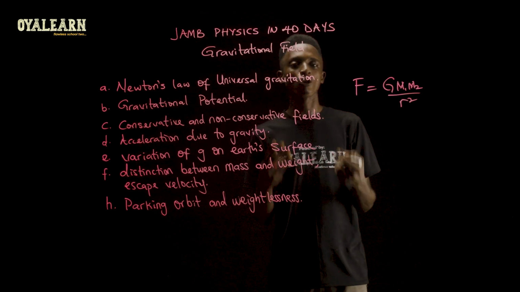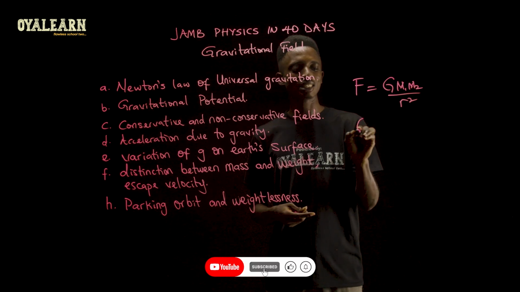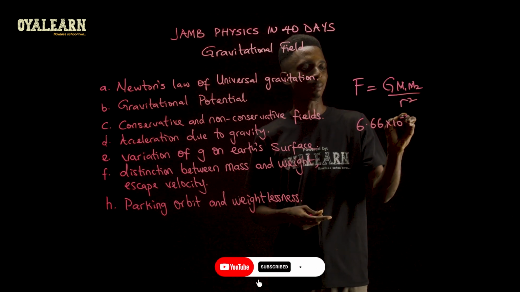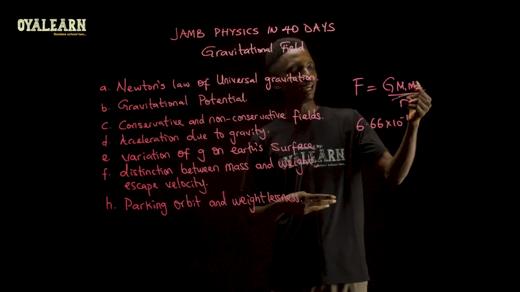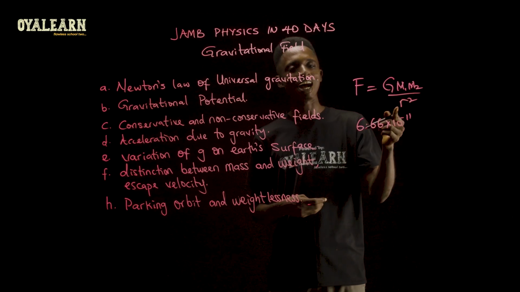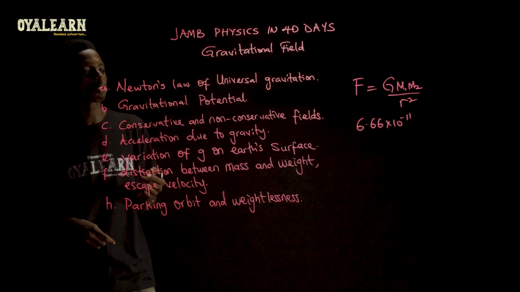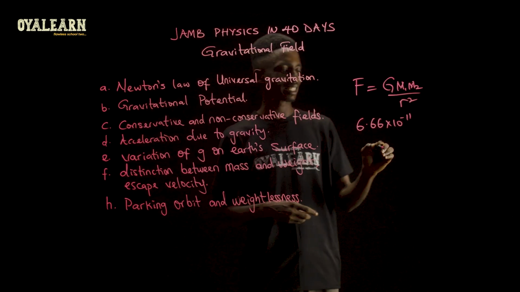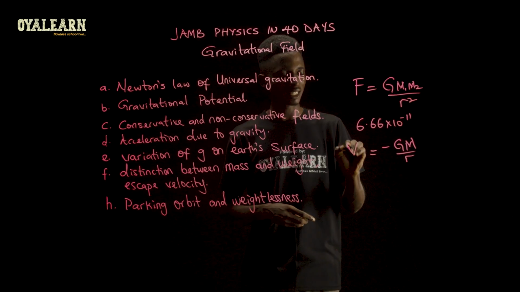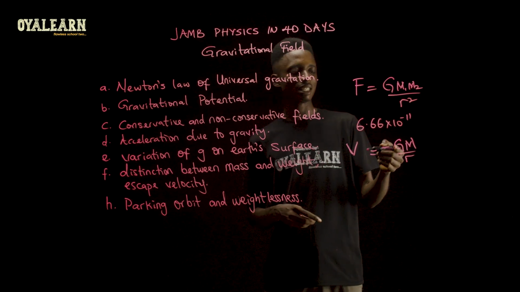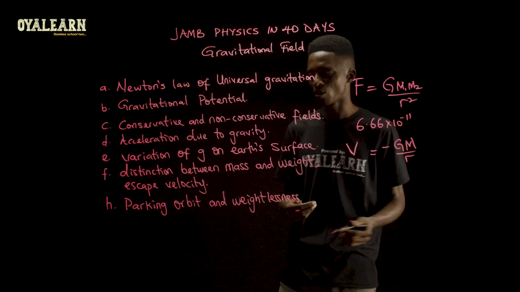F here stands for the force of attraction, G here is the universal gravitational constant. It is 6.66 times 10 raised to the power minus 11 in magnitude. And then m1 is the mass of object 1, m2 being the mass of object 2, and r is the distance separating them. You should also know about the gravitational potential, which is given as negative Gm over r. So gravitational potential is denoted V, and this is equal to negative G, also the gravitational constant, m being the mass and r being the radius in this case.